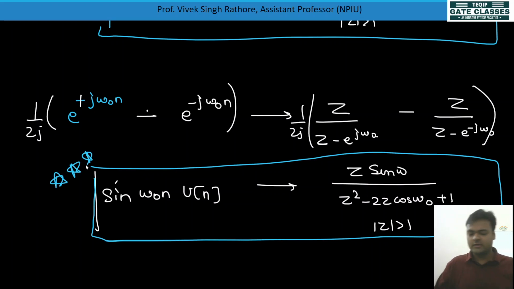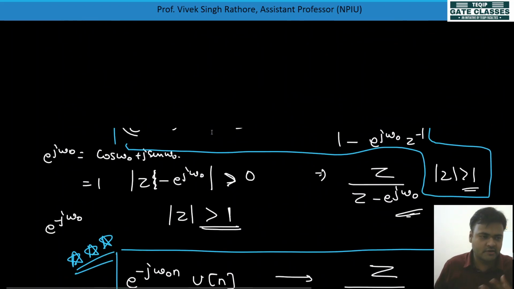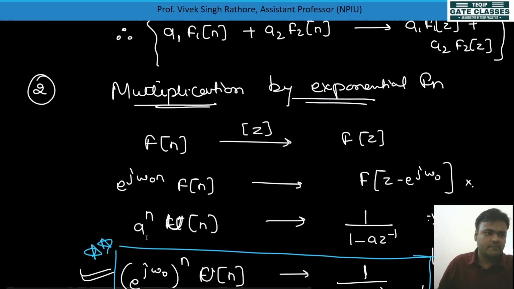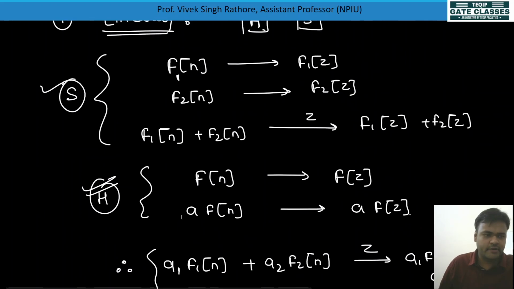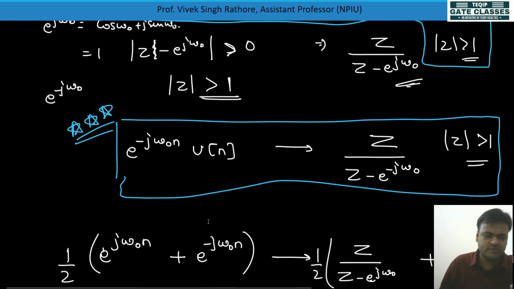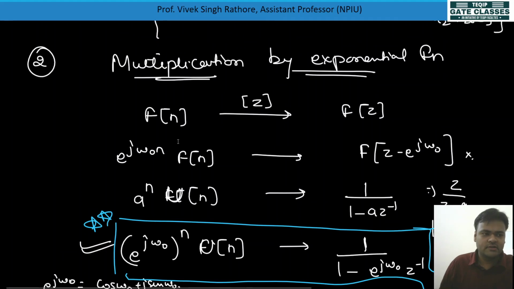So I think now you must have understood what we were discussing till now. First of all, the linearity property, and that property has been used in this also. First of all, we have seen multiplication by exponential function, so e to the power j omega 0 n, right? So what we got is, see, I'll erase it. It is not of use.